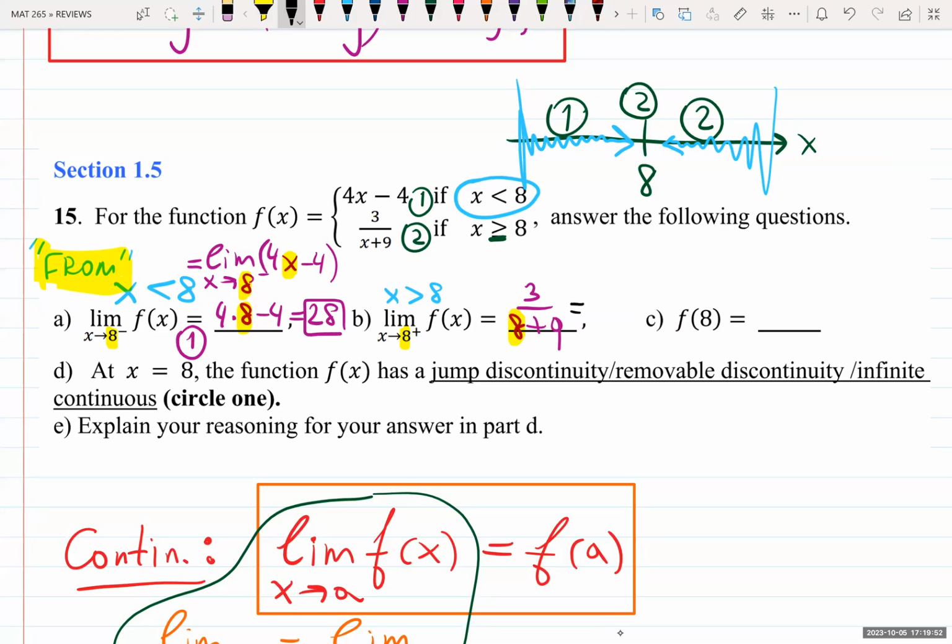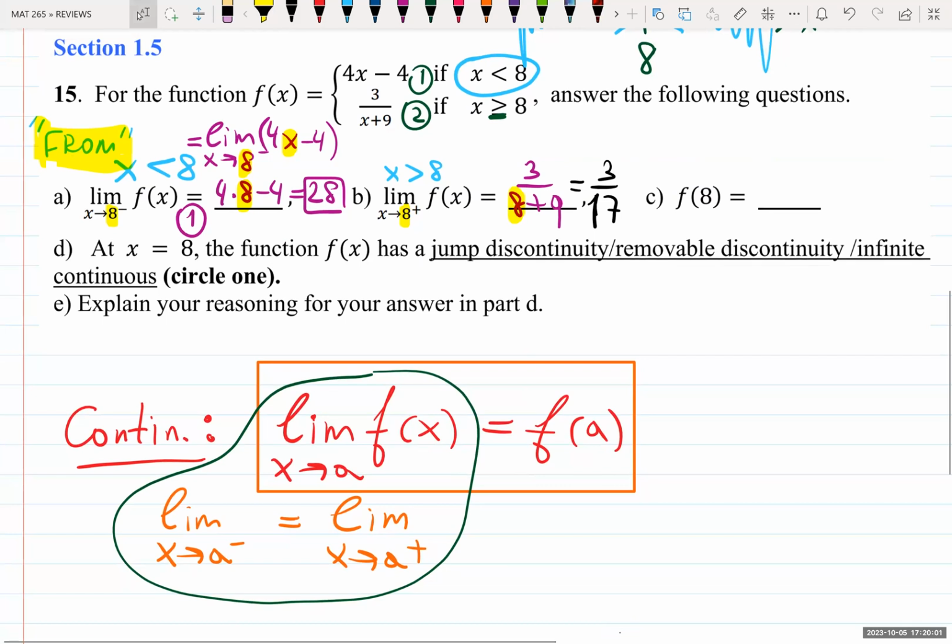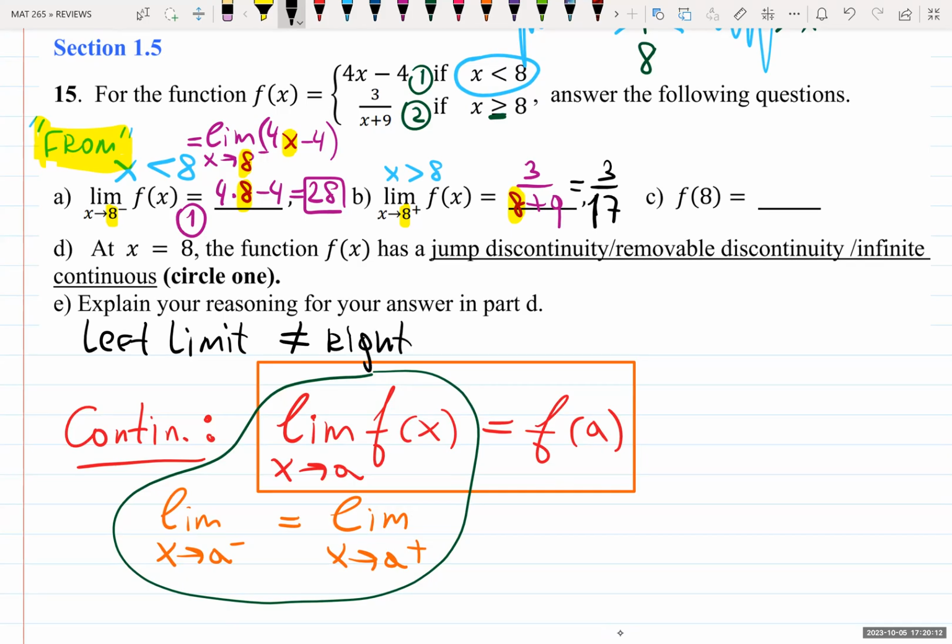That is obviously not 28. So there will be no limit. 3 over 17. So not only immediately, the limit does not exist. Left limit is the limit from the left. It does not equal the right limit. Thus, the limit as x approaches 8 of f of x does not exist.